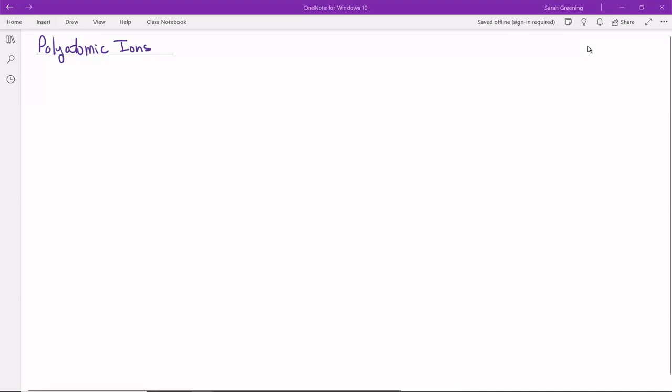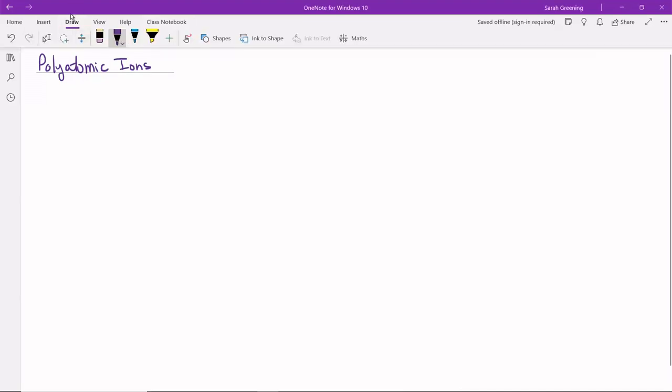So first of all, what is a polyatomic ion? Well, if we break down the word, poly typically means many, and then of course, atomic refers to atoms. So polyatomic ions are simply ions that contain more than one atom. Up until this point, we've only been talking about metals and nonmetals, which are single atom ions.